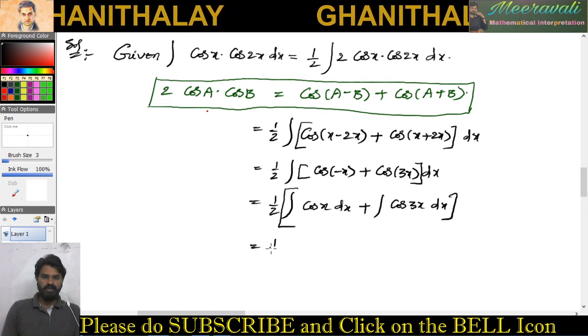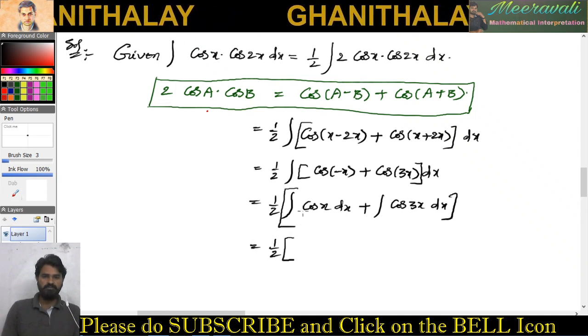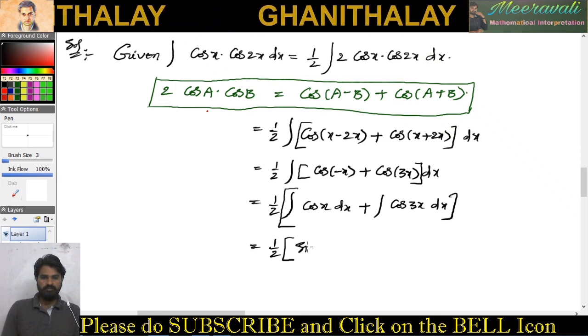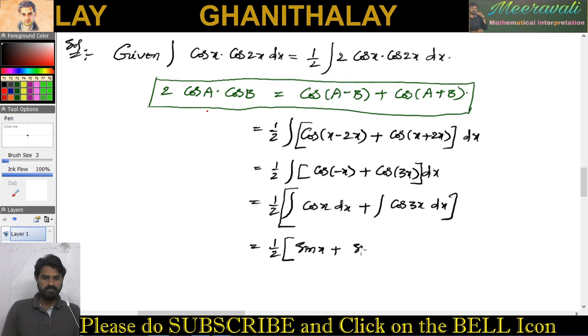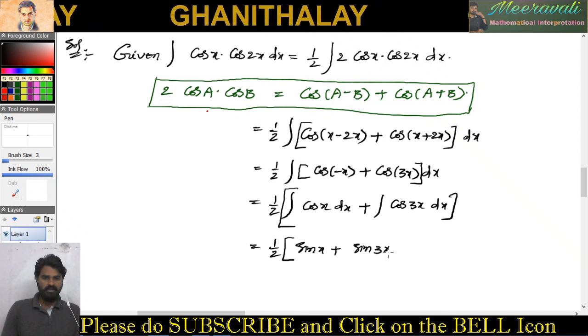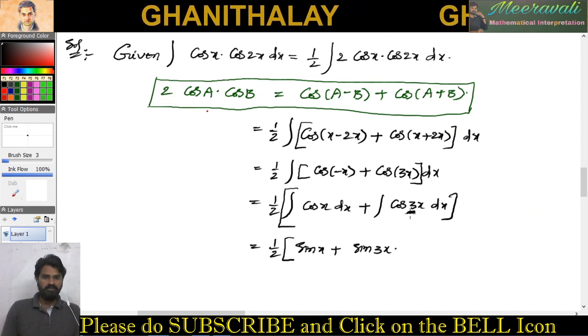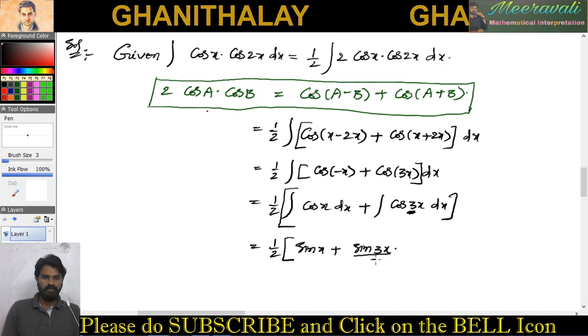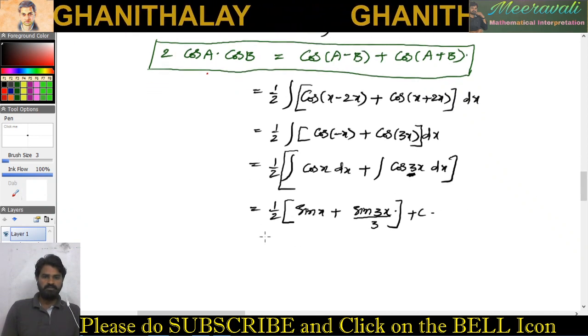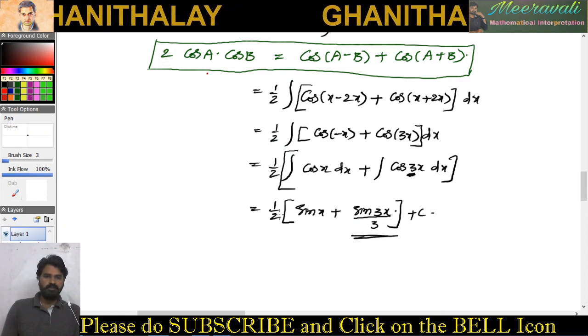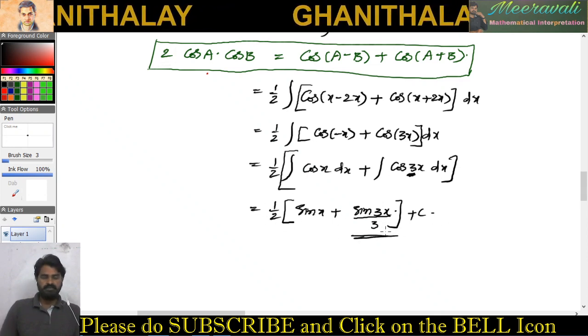Now you have to write the formulas. Half into integral of cos x, which has the formula sin x, plus integral of cos 3x. This is also sin, but here the angle is 3x. Now what is the x coefficient? We have 3, so you write divided by 3 here, plus c. So finally you get the answer: half into sin x plus sin 3x by 3.